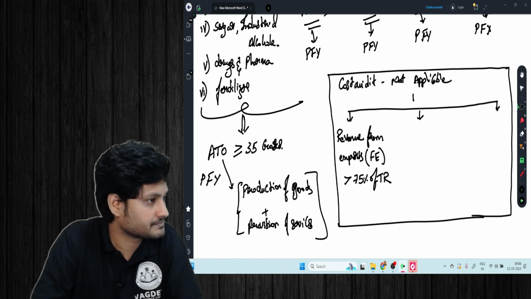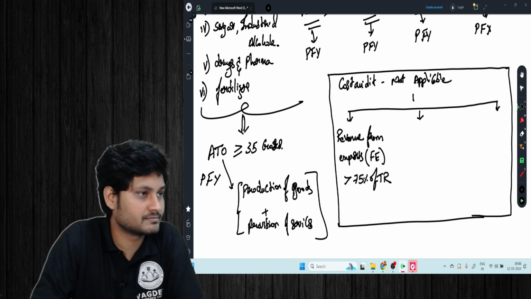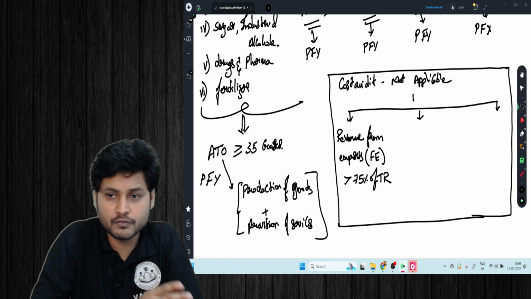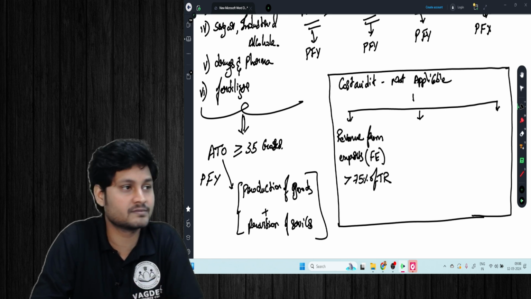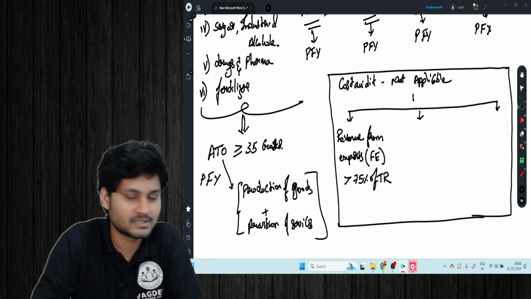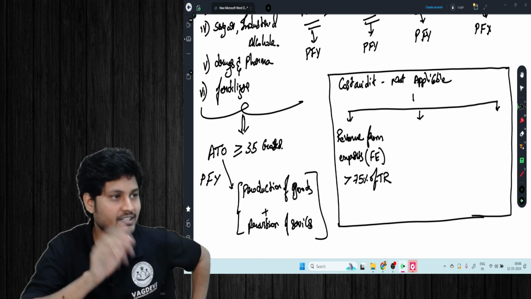Simple first point. There is a company having total turnover, total revenue. Out of total revenue, more than 75% of the revenue is received by way of foreign exchange only, through exports. So majority cases it is doing exports, and hence cost audit is not applicable.